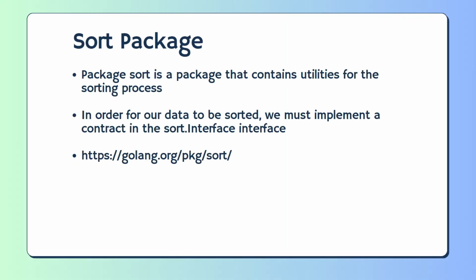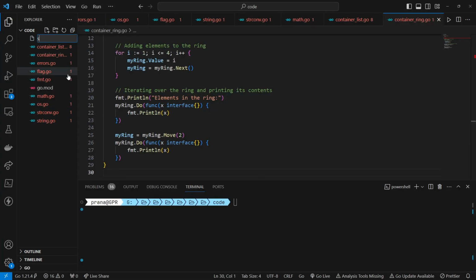Sort package. Package sort is a package that contains utilities for the sorting process. In order for our data to be sorted, we must implement a contract in the sort interface. We'll start by creating a file.